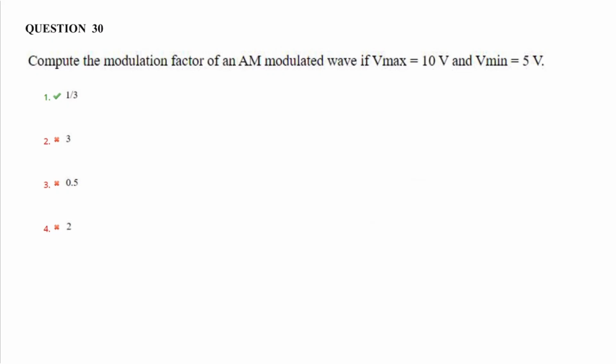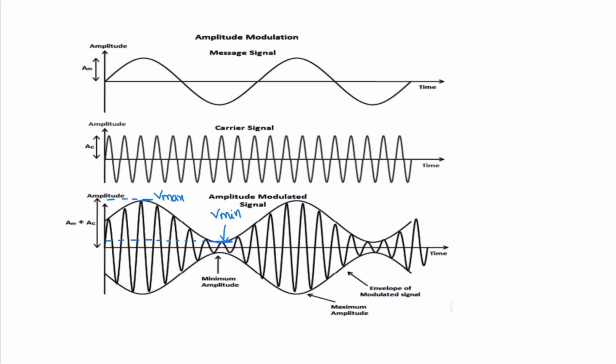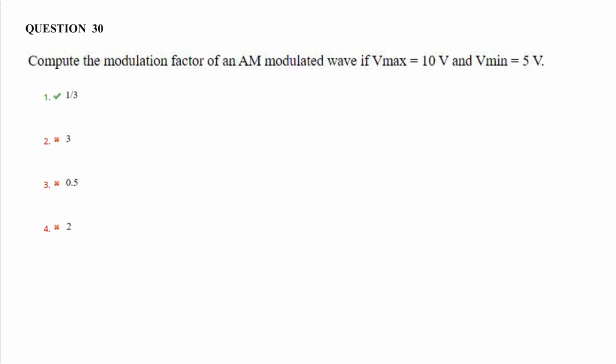Next question. Compute the modulation index if V maximum is 10 and V minimum is 5. This is an amplitude modulated signal. V maximum is represented here and V minimum is represented here. The value of V maximum is AC into 1 plus mu, and V minimum is AC into 1 minus mu. In the question, V maximum is 10 and V minimum is 5. Then modulation index mu is V maximum minus V minimum by V maximum plus V minimum. So its value is 5 by 15, that is 1 by 3, 0.33.